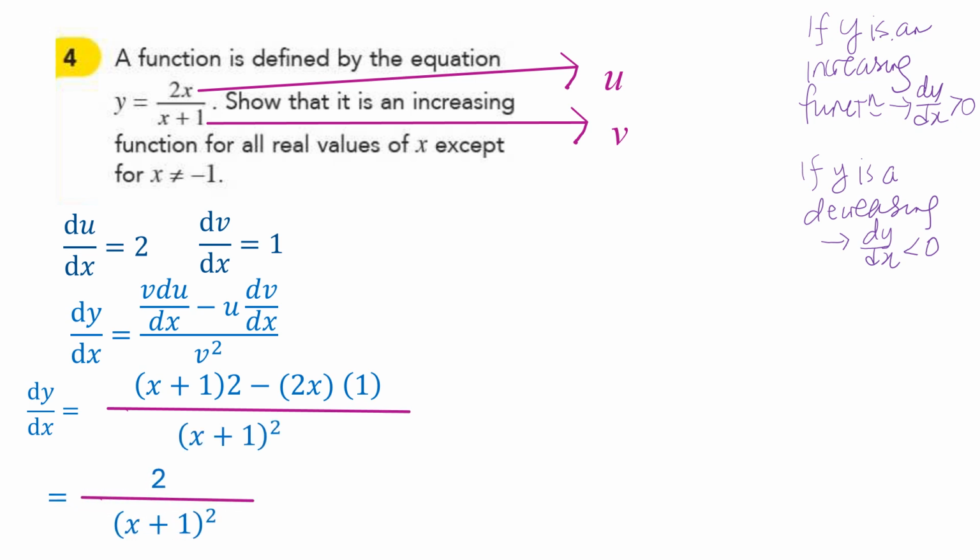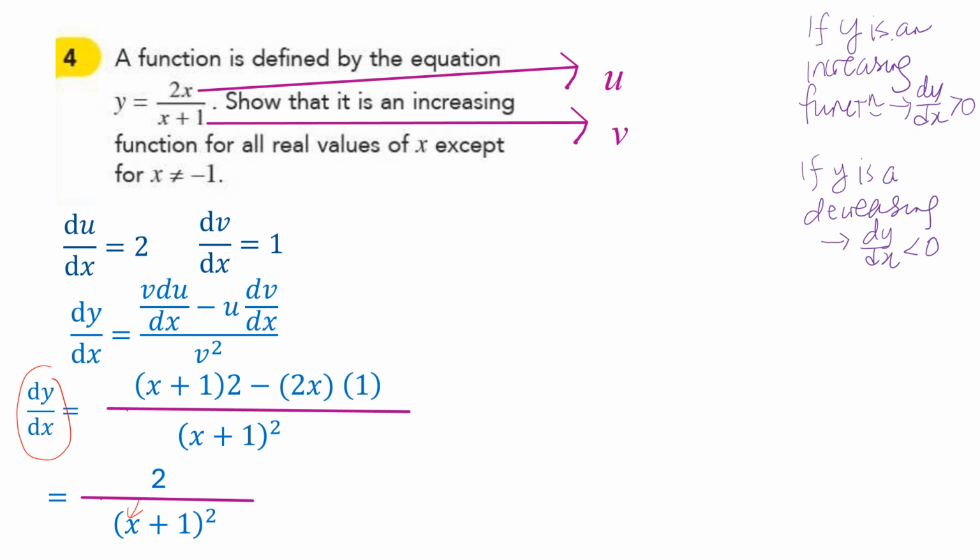Simplify it. And this is what you get. Alright. So this is the question on showing that it's an increasing function. So we basically need to do some explanation. Why is it that your dy dx will always be more than 0 for all real values of x, except for x equals to negative 1?